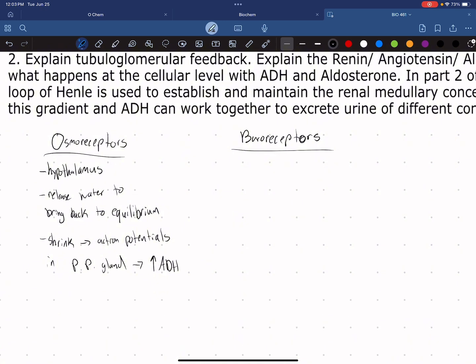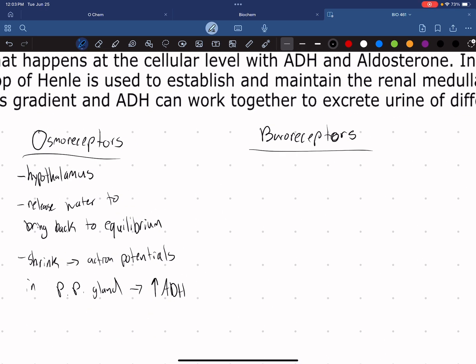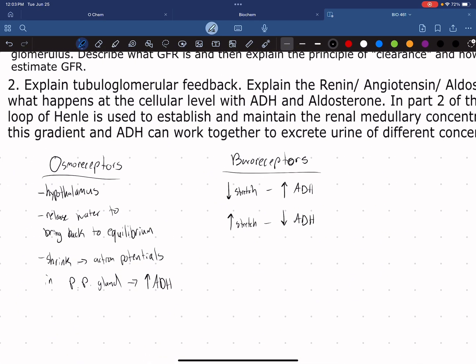We've talked about baroreceptors previously, and we know that they are based on stretch. And so when there is a decrease or a lack of stretch, that will lead to an increase in secretion of ADH. And the opposite is true. If there's an increase in stretch and blood pressure, that will lead to a reduction in the secretion of ADH. So these two receptors are the main players in this type of feedback that we're talking about here.